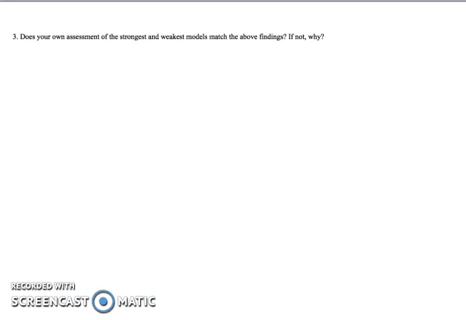But you'll see question 3 is, does your own assessment of the strongest and weakest models match the above findings? Now, it seems at first to be kind of a ridiculous question. You're the one that did the assessments above, right? But what I mean by this question is, from your own perceptions of theories, everything we've learned at the end of the semester, does that lead you to believe that your objective evaluation of these theories is accurate in practice? And we're going to talk about that piece much more every week as we go along. And what do we mean by that?